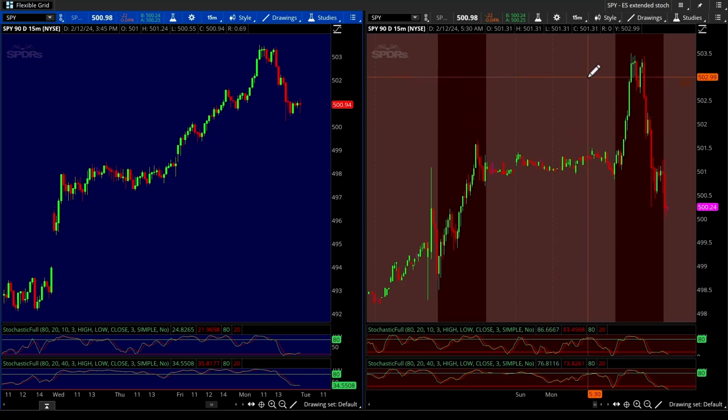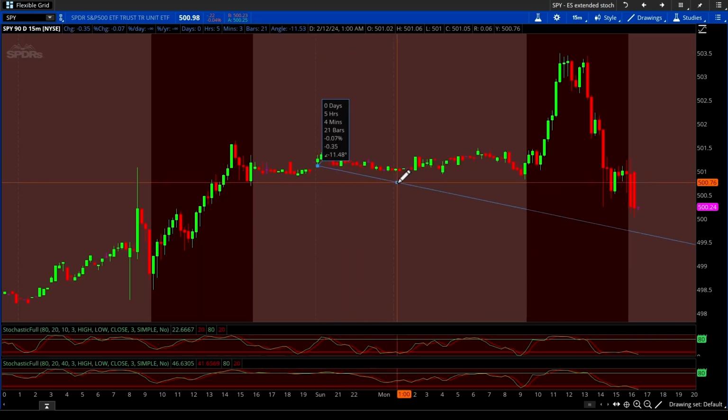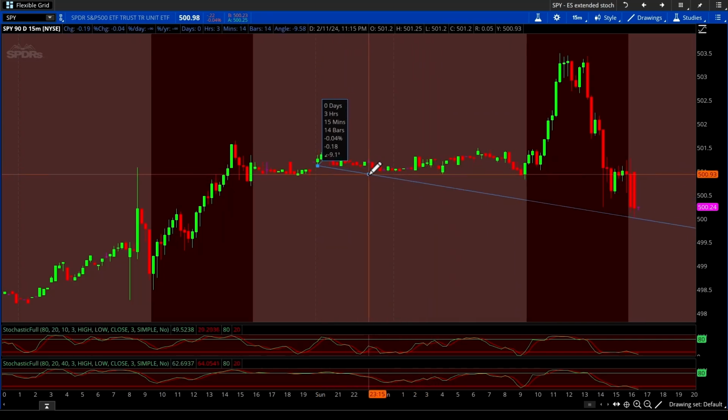So what I want to begin with is the spiders. And I'm just going to blow up this chart a bit. Here we've got the pre-market action Sunday night, early Monday morning, and this is today's action, which is February 12th, 2024. What I want to highlight is this trend line to this low right here.